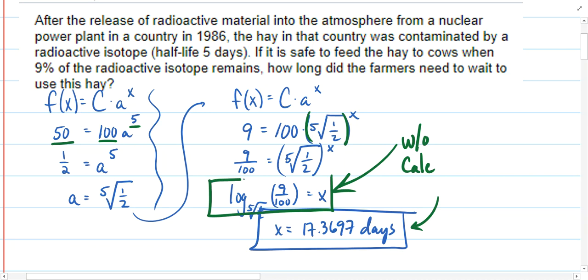If I put this on a no calc portion of the test, this is the answer that I'm looking for. If it shows up as a calculator permitted question, then of course the answer in decimal values of days would work as well.